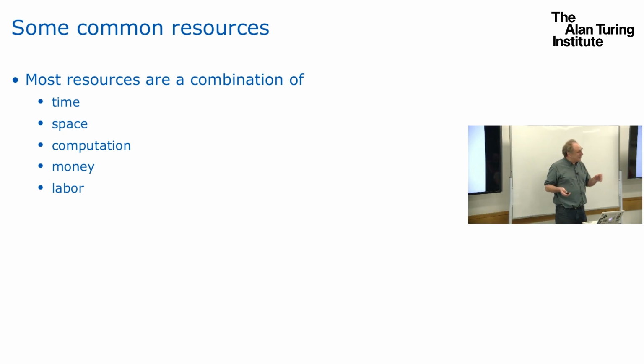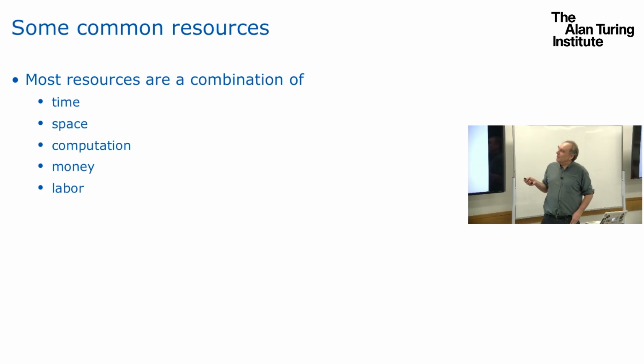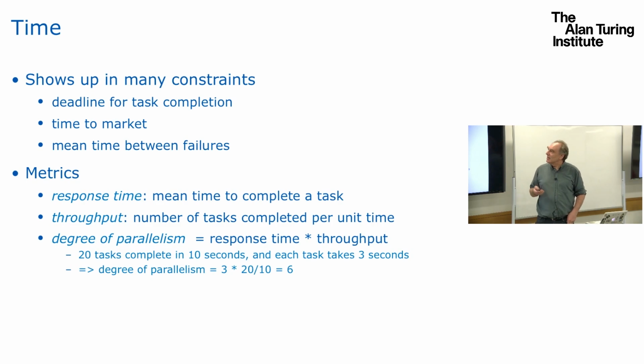This is very generic. We'll get onto detail later. Please read email if this is known stuff to you. So we're playing with time, space, computation, money, and labor. So let's go through some of these. Time shows up in task completion time: how long does it take to execute some process.